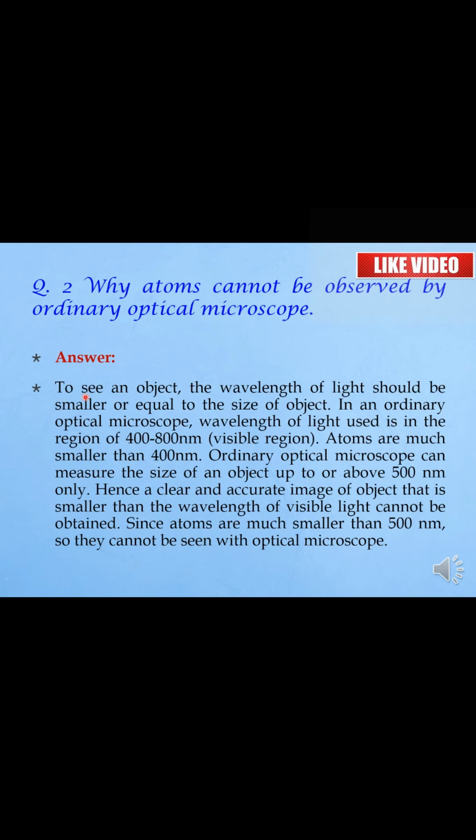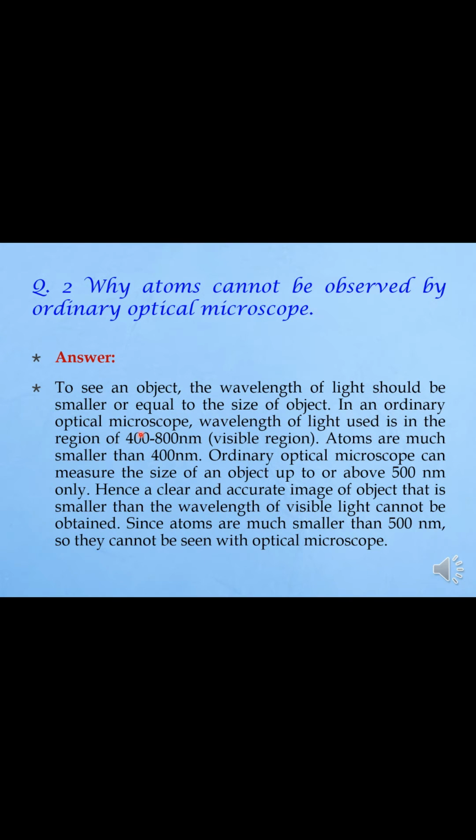Why atoms cannot be observed by ordinary optical microscope. To see an object, किसी भी चीज को देखने के लिए the wavelength of light should be smaller or equal to the size of object. लाइट की वेवलेंथ या तो उस ऑब्जेक्ट के साइज के बराबर होनी चाहिए या उससे छोटी होनी चाहिए.